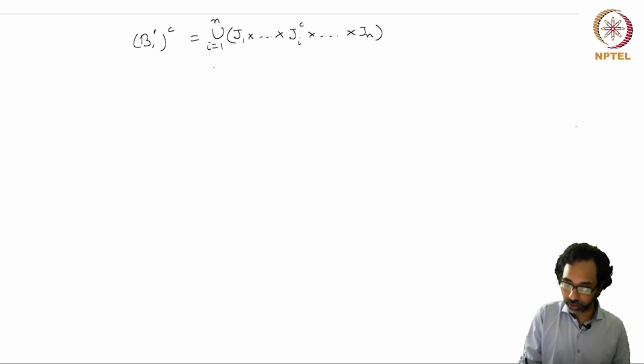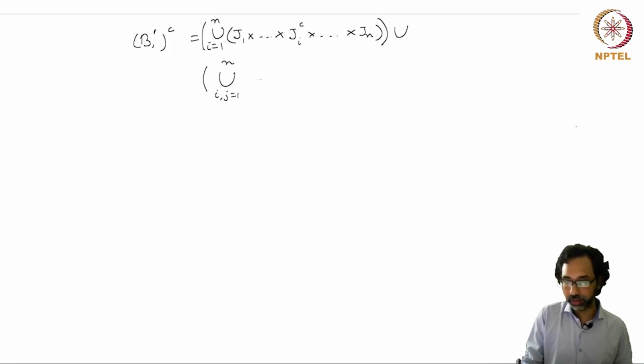Then again we have a union, so this is one component. Then we have a union over i and j. Now you will have two coordinates with complements, J1 cross, so i not equal to j, J1 cross Ji cross Jj. So now we will put a complement over these two indices and the rest remain the same.